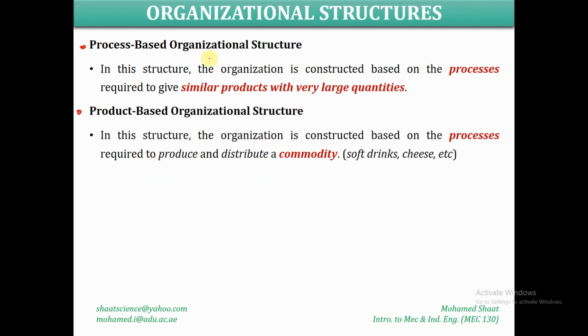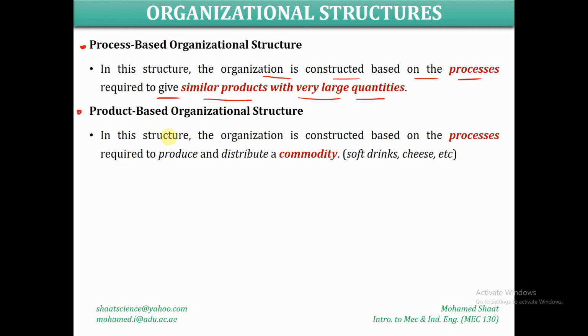In the process-based organization, the organization is constructed based on the processes required to give similar products in very large quantities. They can provide many products, but they are very similar, and what they have in common, as I said, is the process. What makes these products similar is the process of making them. So it is constructed based on the process of making these products and providing them in very large quantities. This is the process-based organization.